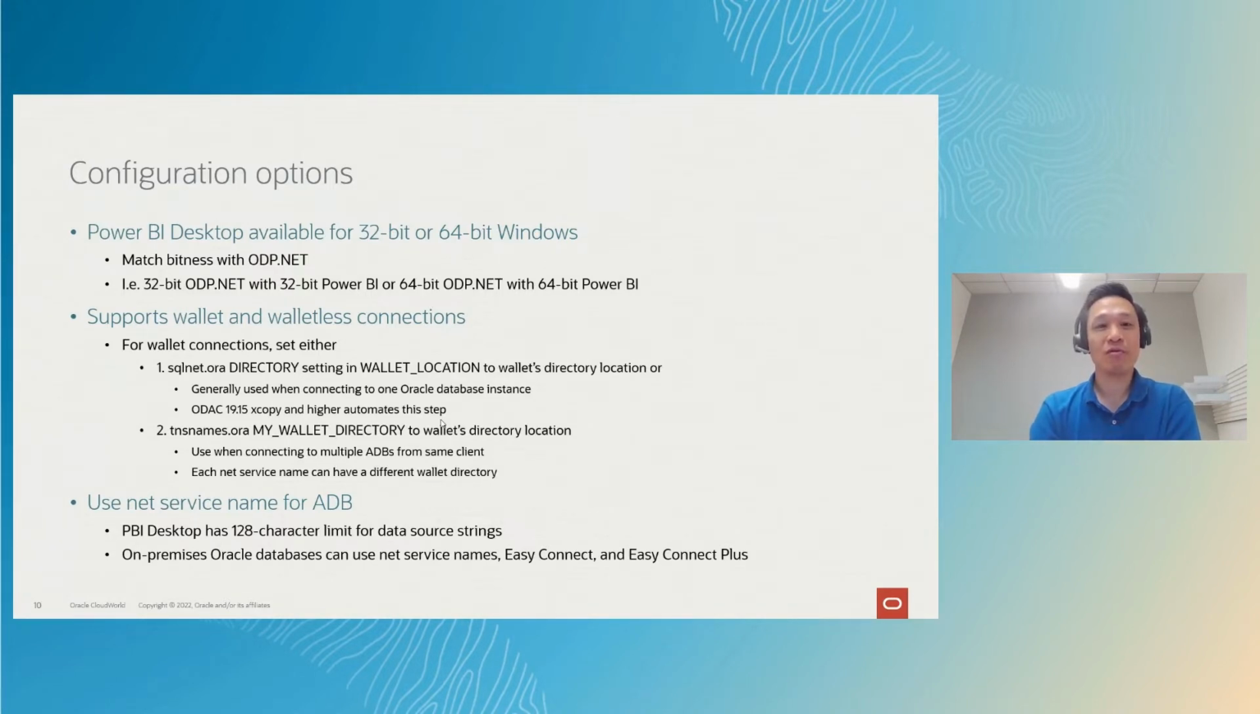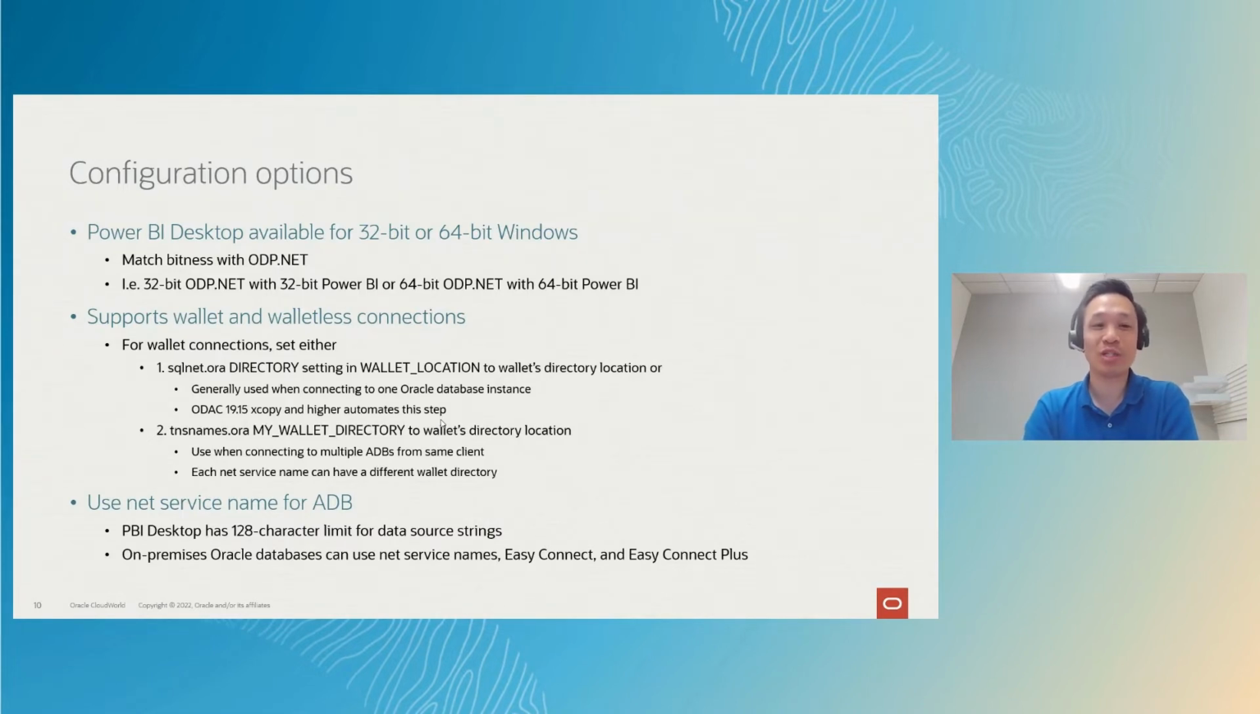In terms of whether to use wallets or walletless connections, Autonomous Database supports both, and Power BI connectivity also works with both. By default, Autonomous Database uses wallet connections. So the installation instructions I'll share with you a little bit later cover that scenario. But you may also use walletless connections if you don't want to deploy a wallet, and then you'll be able to avoid any of these wallet instructions.